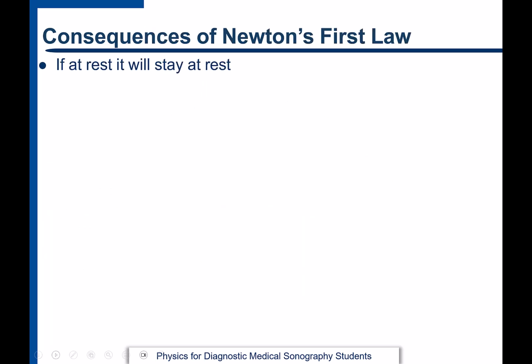Let's look at the consequences of Newton's first law. The first idea is probably the easier of the two to understand, and that is that if an object is at rest, then what Newton's first law tells us is if it's not moving, the net force on that object has to be equal to 0. And I think we can kind of understand that. Nothing's happening, the net force is equal to 0.